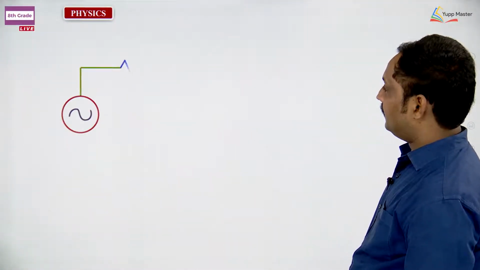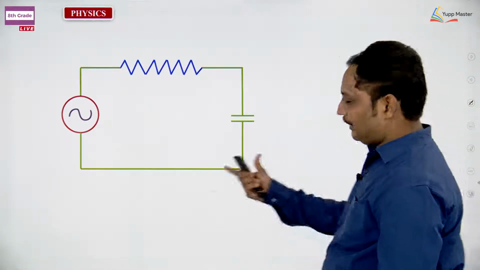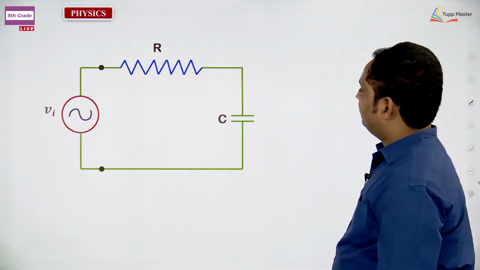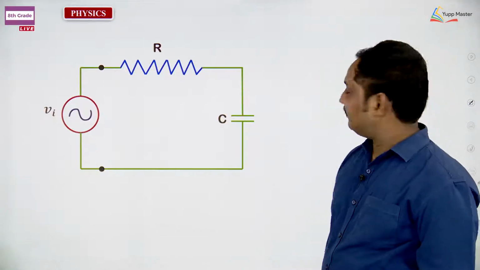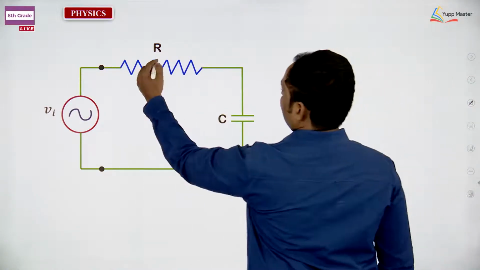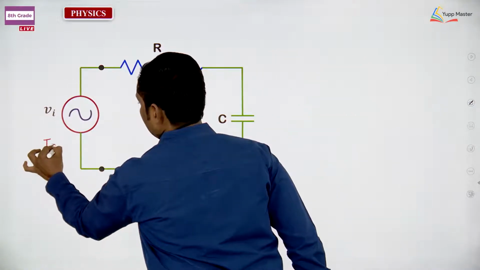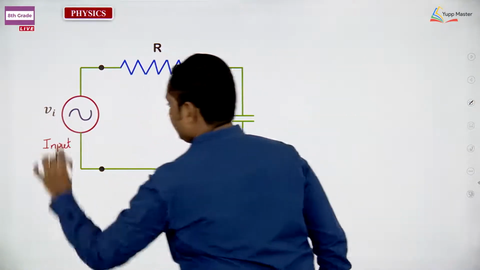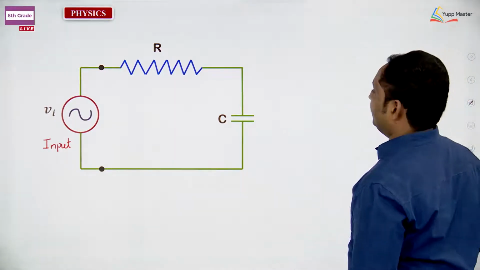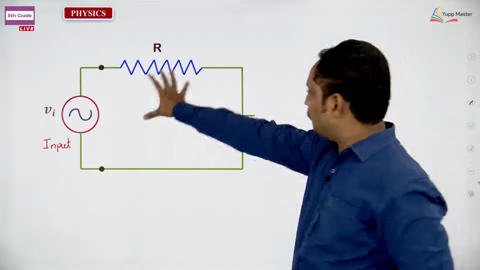What are we going to take? Let's see, have you seen this one? This is a simple circuit, let's assume. This is R, this is a capacitor. This is the input. First let us discuss this circuit.